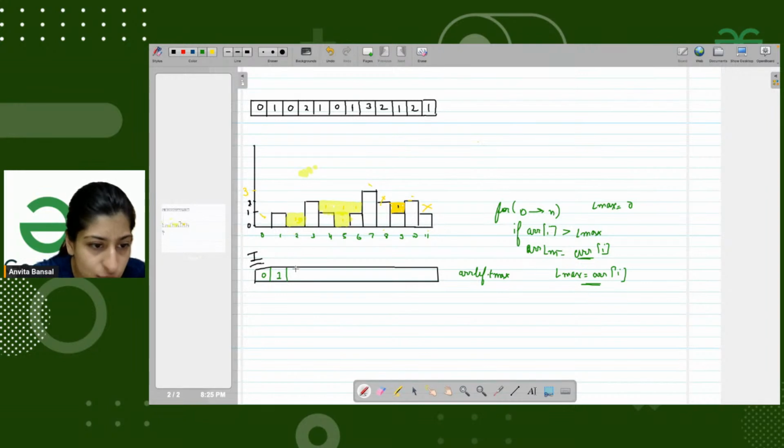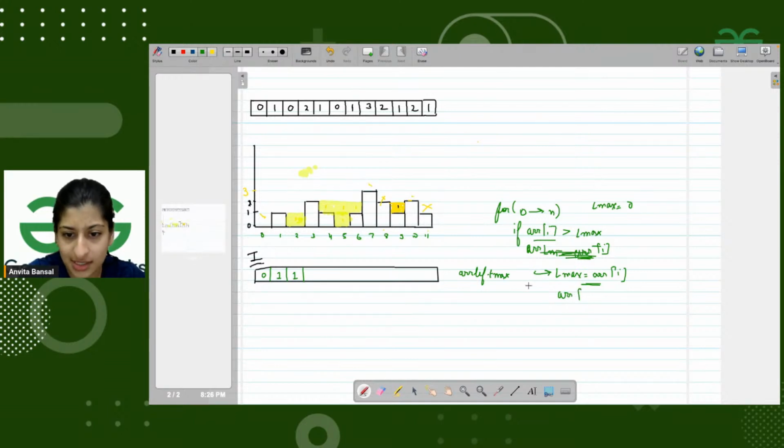Now at this position, index 2, the height of the tower is 0. What is the L max in this case? At that position, L max would be 1. The current value is 0, which is not greater than 1, so L max for this index would also be 1. So we will simply compare with L max. If ARR of I is greater than L max, update the L max, and otherwise, even if you don't use else, you always have to fill ARR of I with L max. That's what you want to do.